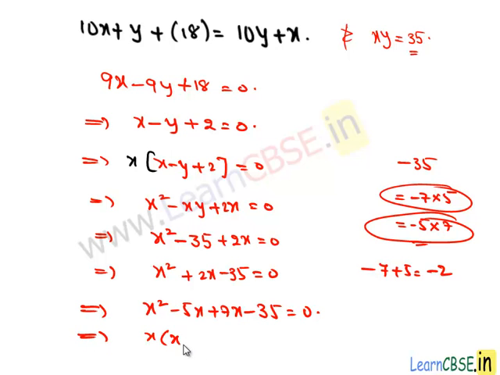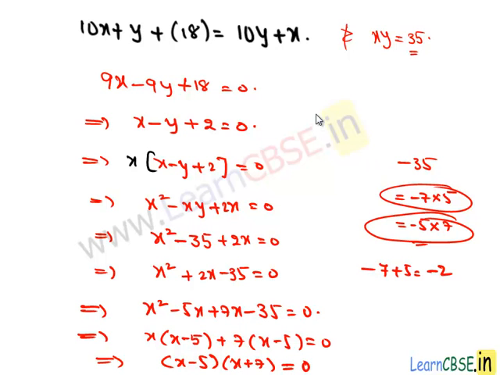By taking x common, we get x times x minus 5. By taking 7 common from these two terms, we get x minus 5. Here we take x minus 5 common, x minus 5 times x plus 7, which is equal to 0. So x minus 5 is equal to 0 or x plus 7 is equal to 0. Here x should be 5 or x should be negative 7.